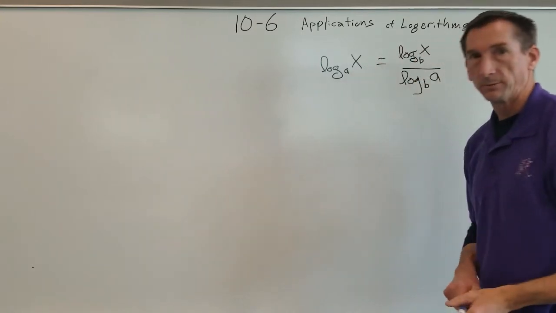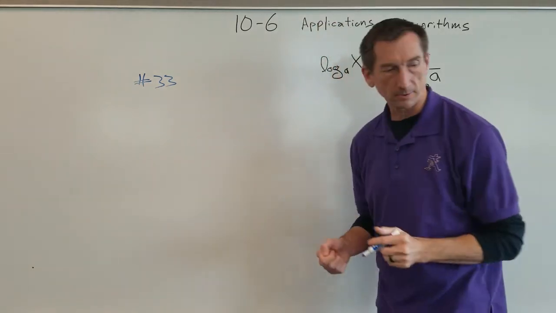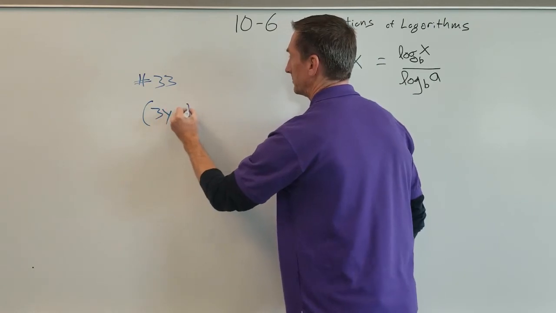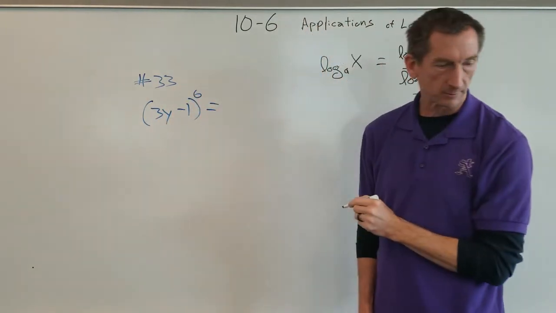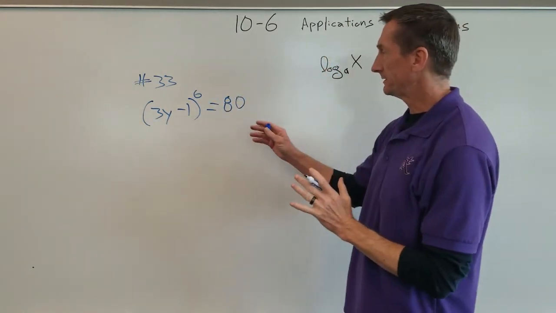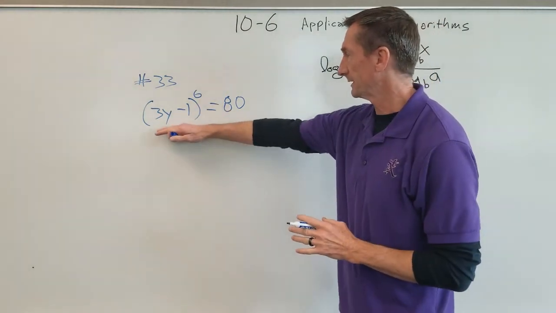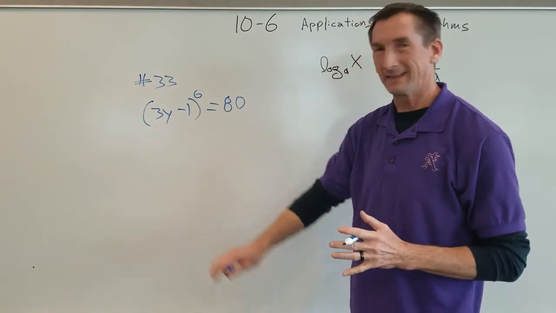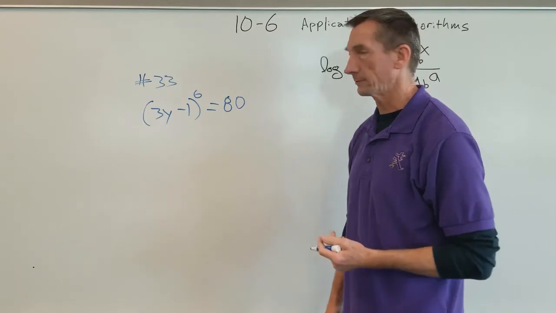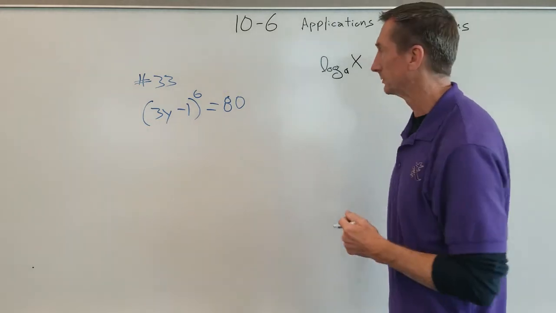Now we're going to work problem number 33. Okay, in this problem, we have (3y minus 1) raised to the 6th power is equal to 80. Now if I just jump right in and start taking logarithms, notice I'm going to get a log of a variable in here. That's not going to be fun to work with. So let's go ahead and do a little bit of algebra first that we've learned from the prior sections of chapter 10. And we can make it much easier to do.